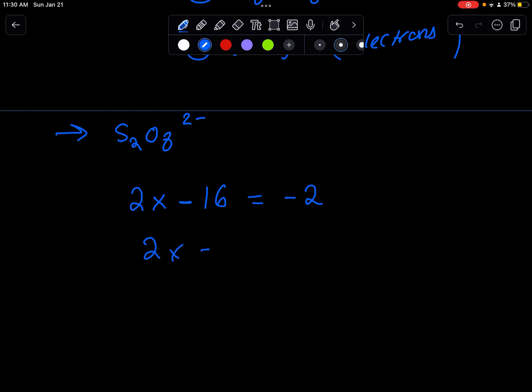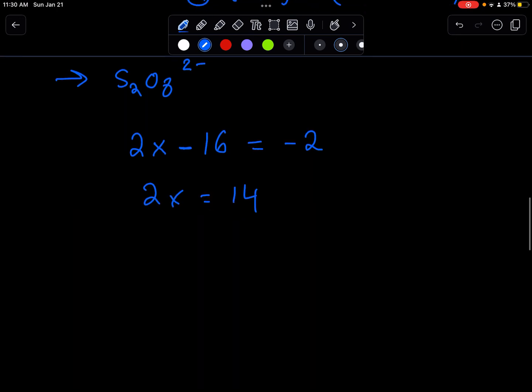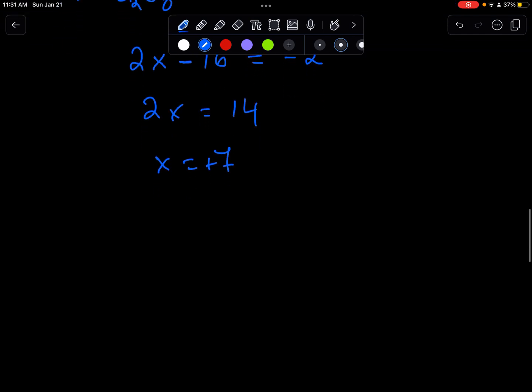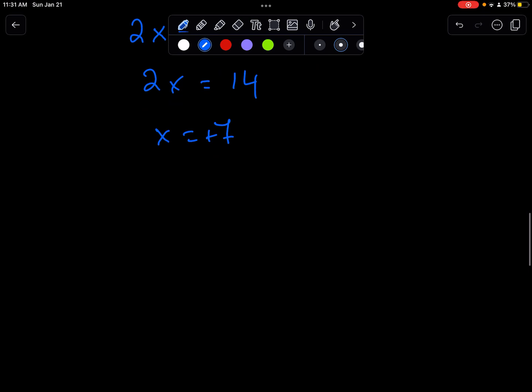So 2x is going to equal -2 plus 16, which is 14. And then x is going to equal 7, so it'll be +7. So in this molecule, S2O8, the oxidation state of the sulfur is +7.